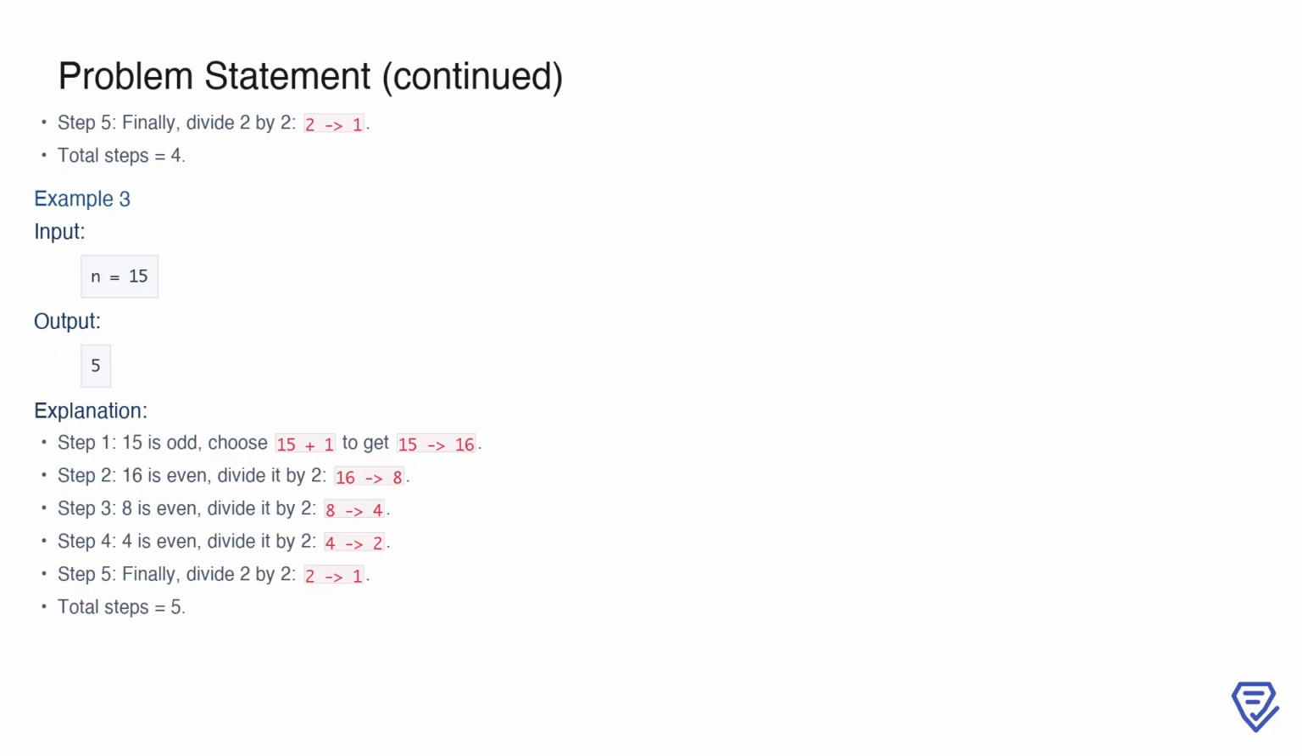For an input of n equals 15, the output is 5, meaning 5 steps are needed. Starting with 15, since it's odd, we choose to increment, resulting in 15→16. Now, 16 is even, so we divide it by 2, 16→8. Next, 8 is even, so another division gives 8→4. Dividing 4 by 2 gives 4→2, and finally, dividing 2 by 2 results in 2→1. This sequence requires 5 operations to reach the goal.